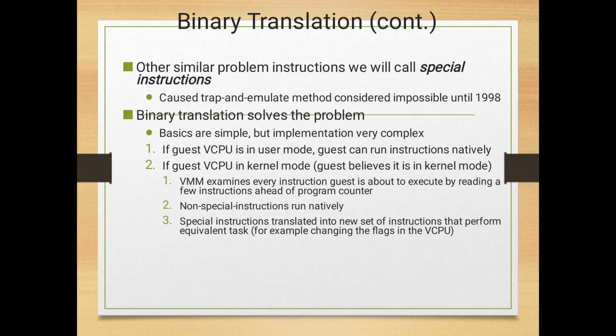If the guest's virtual CPU is in user mode, the guest can run instructions natively. If it is in kernel mode, the guest believes it is in kernel mode. So the VMM examines every instruction the guest is about to execute by reading a few instructions ahead from the program counter. The program counter gives the address of the next instruction. In the second step, non-special instructions run natively. The special instructions are translated into a new set of instructions that perform the equivalent task.